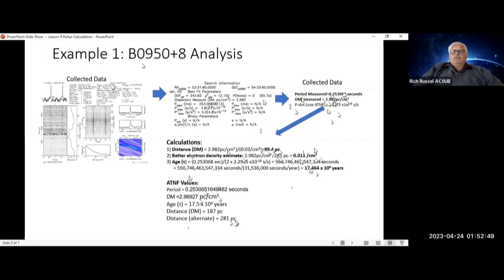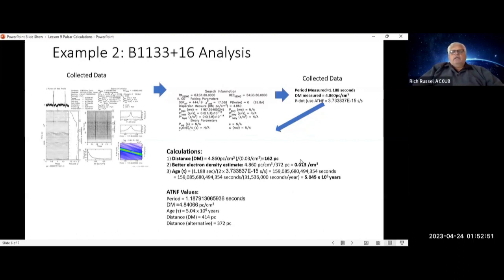Let's go on to example 2. This is B1133+16. Looking at the Presto chart, you see two very good peaks. Good data coming across. You got a good number coming up here on the peak for the dispersion measure. The data collected gives a period of 1.188 seconds and a dispersion measure of 4.86 parsecs per centimeter cubed. And we're using the ATNF database for the P dot.